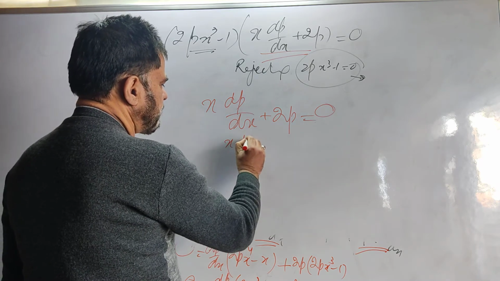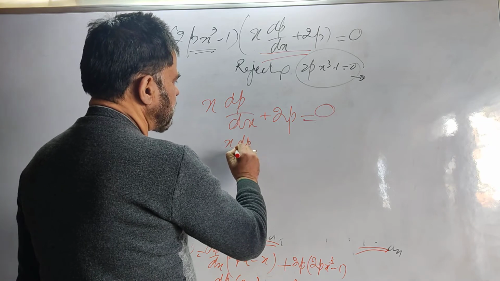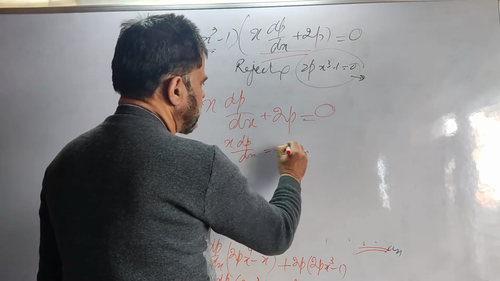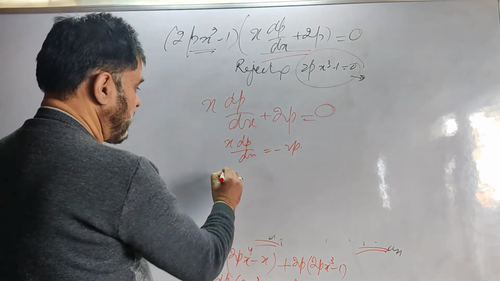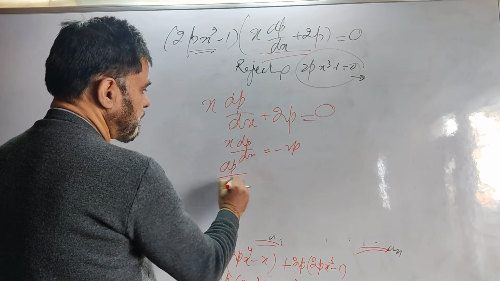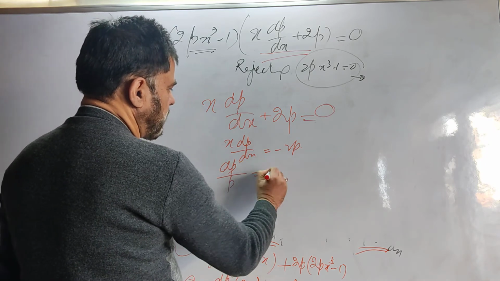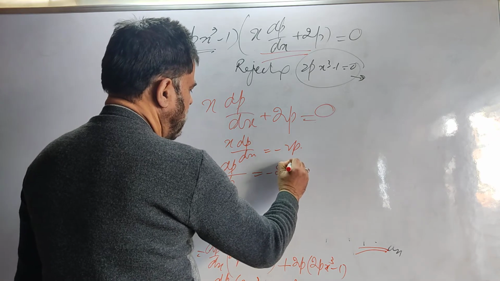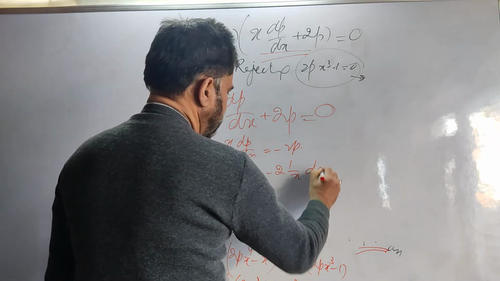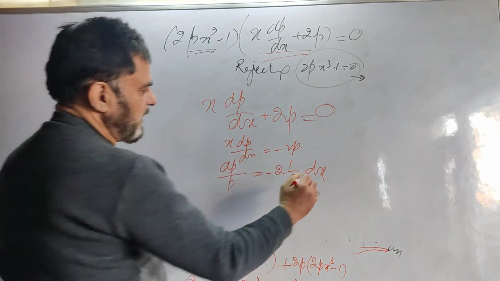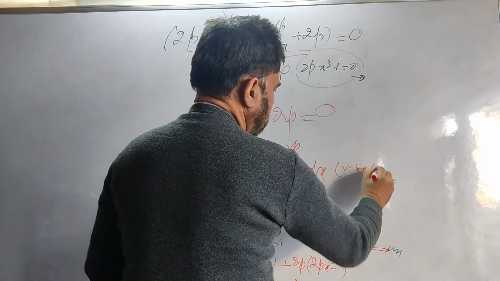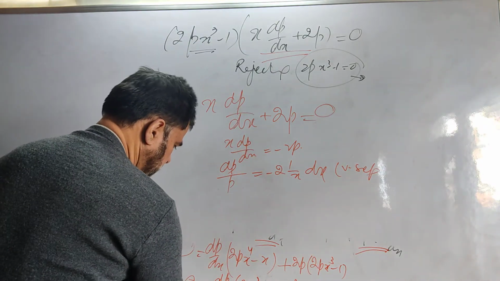x dp by dx is minus 2p. I can write it dp by p is equal to minus 2 times 1 by x dx. So variables got separated. Let us see what happens here.